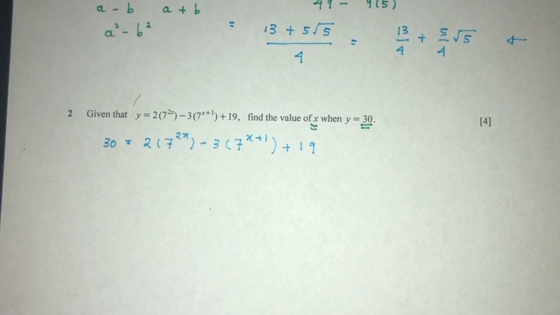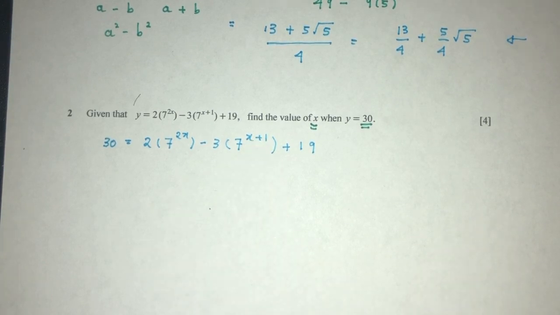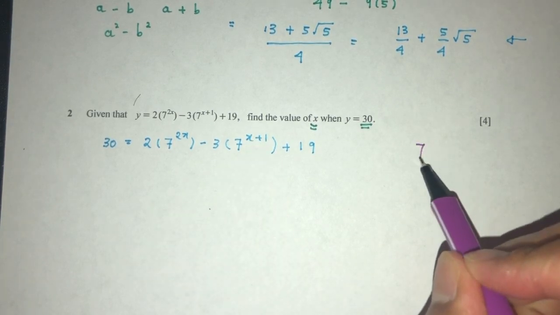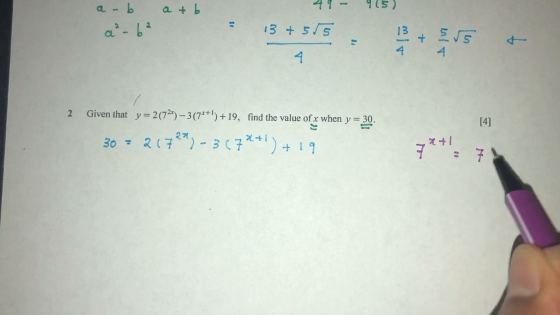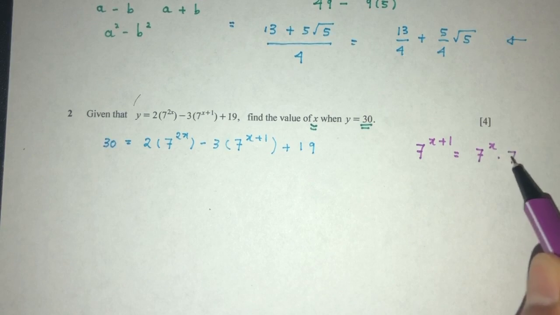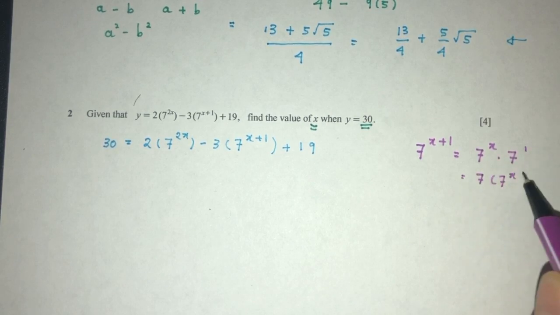So now we have to simplify this equation, obviously. Something we do have to know here is how we simplify this one. By the laws of indices. So we have to understand 7 power x plus 1 is the same thing as 7 power x times 7 power 1, which is 7 times 7 power x.